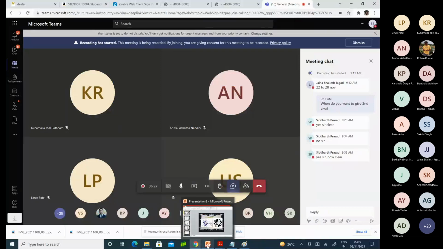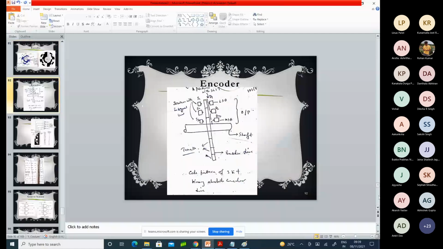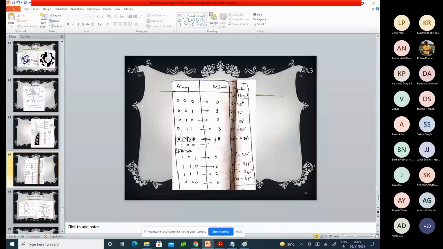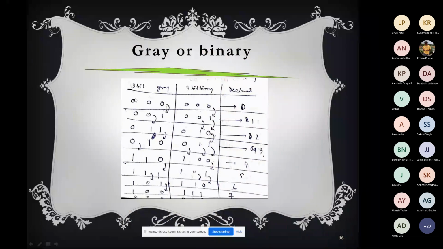So due to that, we need to go with the gray scale, not the binary. In the binary, it is the binary, so now let's go to gray. If you see the 3-bit gray scale, you have 0 0 0, 0 0 1, 0 1 1, and so on. You see there is always one transition, and nowhere is it more than one transition. So for that, gray scale is so important here.